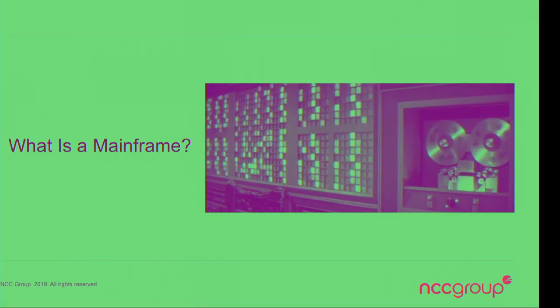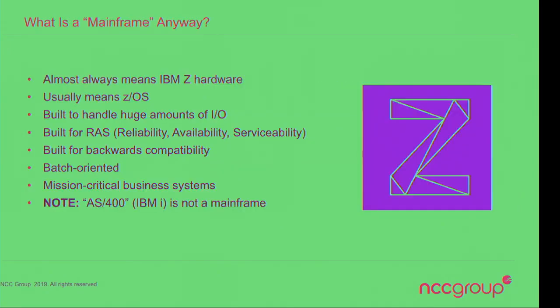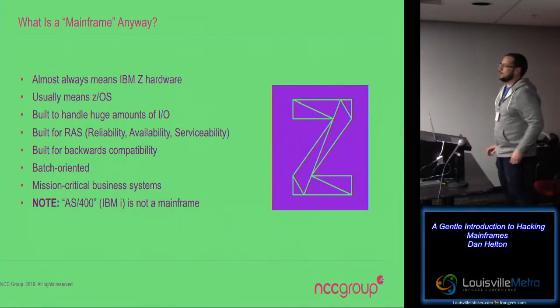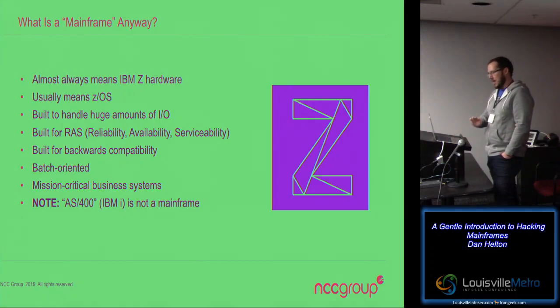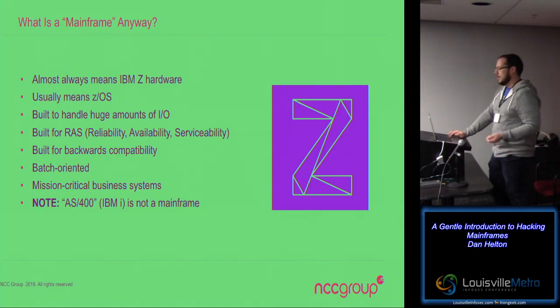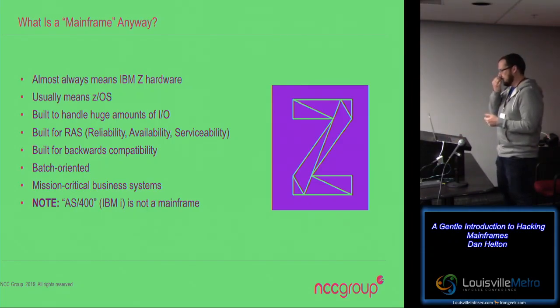So first off, what is a mainframe? It's helpful to actually define that. It's almost always IBM Z hardware. It's not just any old clunky dinosaur computer. That's one thing to get out of your head. It's a very specific class of computing. There are still a few competitors like Unisys and some other people in that space, but IBM absolutely dominates nowadays. So it almost always means IBM Z hardware, and almost always z/OS. There are a couple of other operating systems that IBM supports for their Z architecture. I'm not going to go into those. I'll just stick to z/OS.